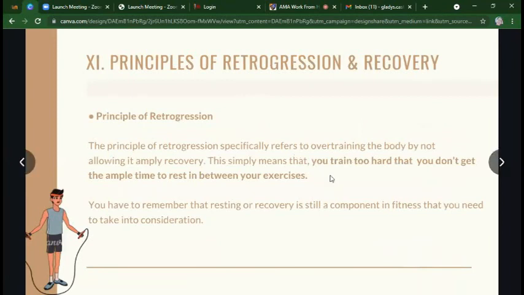On the other side, the principle of retrogression refers to overtraining the body by not allowing it ample recovery. It means that if you train too hard, you don't get ample time to rest in between exercises. But this is not applicable for beginners. We should always remember that resting or recovery is still important and still a component in fitness that we need to take into consideration.